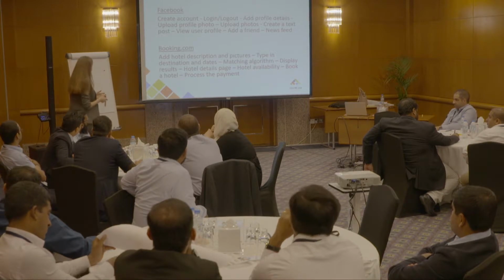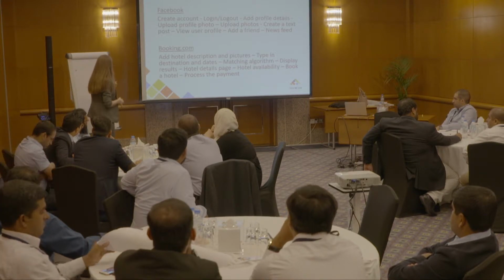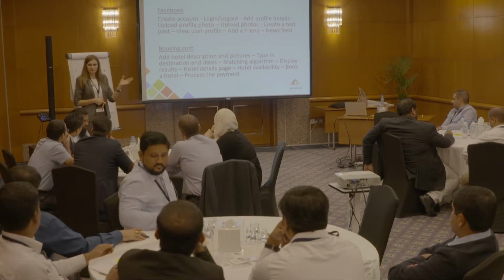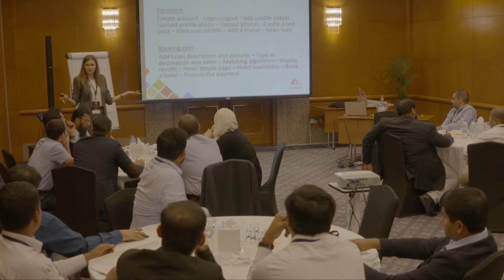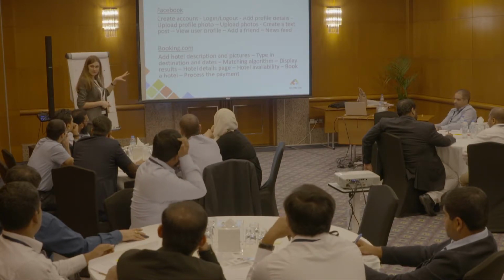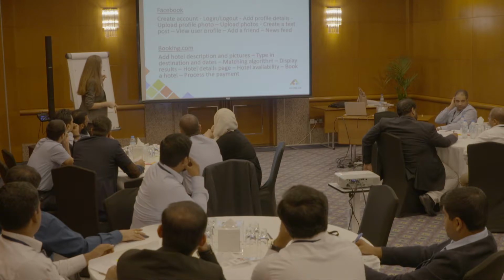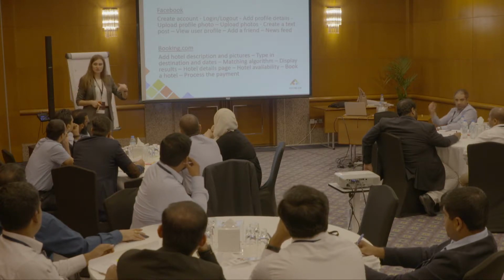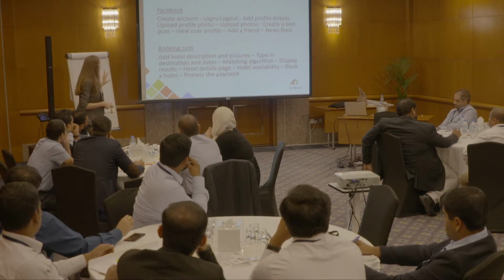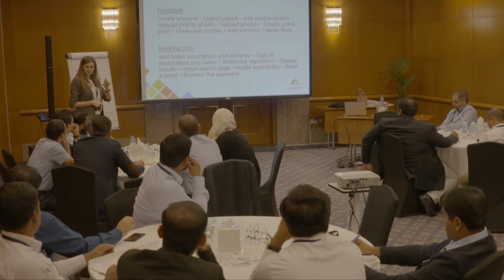Let's consider Booking.com. As a basic flow, I can add hotel descriptions and pictures, right? Because without that feature, Booking.com doesn't make sense. I can type in destination and travel dates. Today we can also type in the hotel name, we can type in some attractions, etc. No, we're focusing only on the destination, nothing else. Then we need to build a matching algorithm.